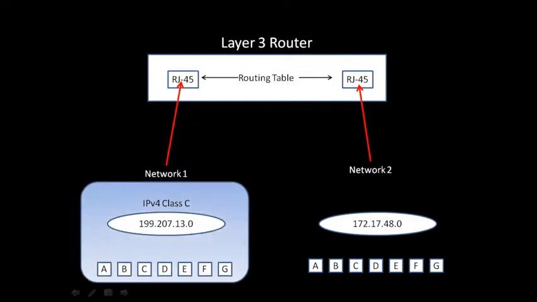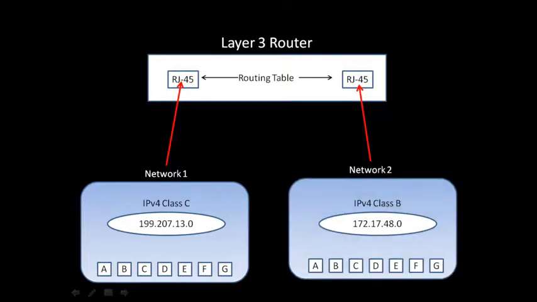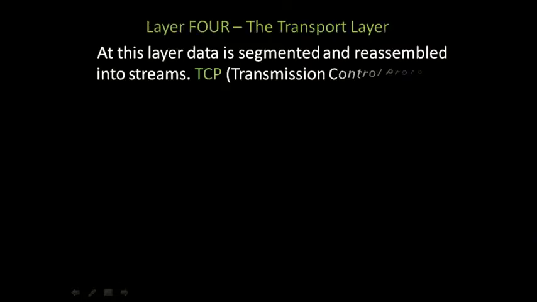In this case, the first network, 192.0.7.13, is an IP version 4 Class C. The second network is an IP version 4 Class B, 172.17.48. Through its routing table, the router can route traffic from the Class C network to the Class B network, and vice versa. Let's take a look at layer 4, the transport layer.